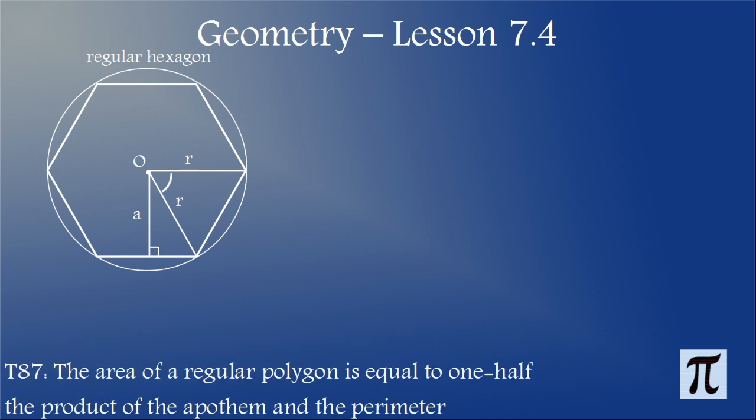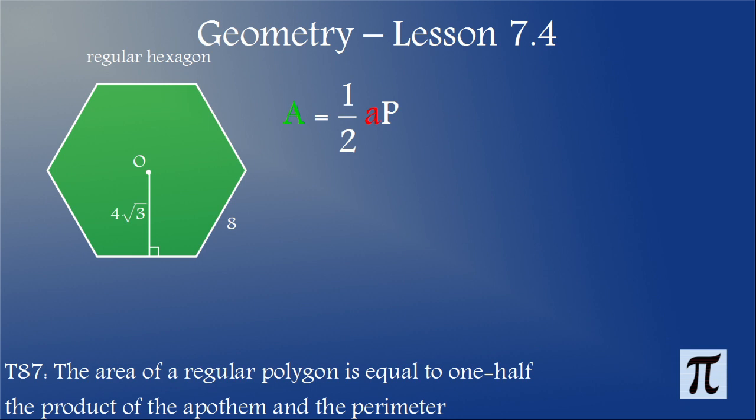And that leads us to Theorem 87. The area of a regular polygon is equal to 1/2 the product of the apothem and the perimeter. So area equals 1/2 A times P. Now notice I've used two different letter A's here. The capital A is for area, the lowercase a is for apothem.